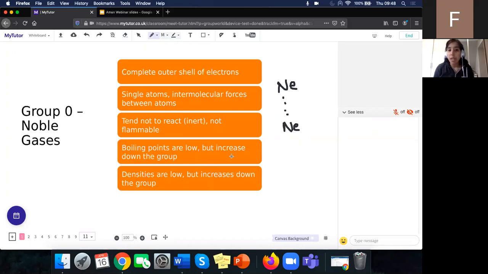But we discussed how they increase down the group because the atomic mass increases. And the final property was that the densities are low. So remember, density equals mass over volume. In this case, the volume pretty much stays the same, but the mass of the atoms increases down the group. So as the relative atomic mass increases, that means the density increases down the group. So that's just a brief recap of the noble gases. Before we move on to Group 1 or Group 7, does anyone have any questions about the noble gases? Otherwise, we'll move on. Okay, so there are no questions there, so we'll move on.